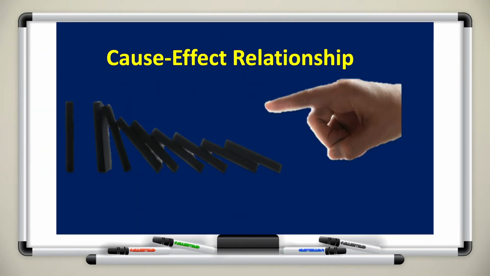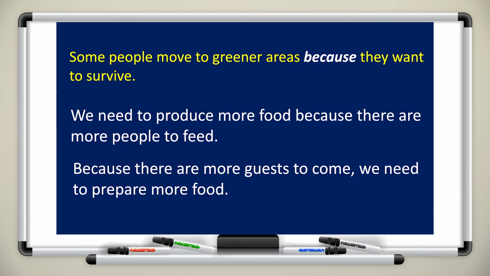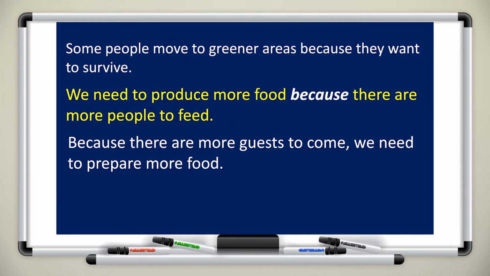What about the cause-effect relationship? We've talked about purpose and we've talked about explanations. What about cause and effect? Something happens and then there's an effect. It means one thing makes another thing happen, like the dominoes you have in front of you. Let's look at how that works. Some people move to greener areas because they want to survive. Notice the word because. Another example we have here is we need to produce more food because there are more people to feed. We can also use it in the beginning. Because there are more guests to come, we need to prepare more food.